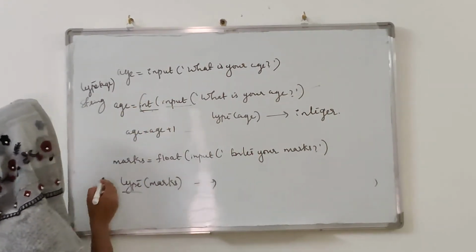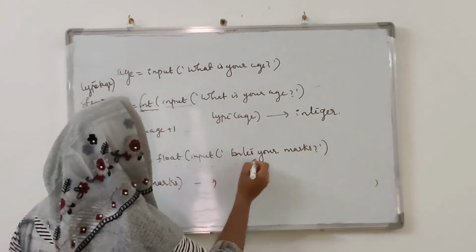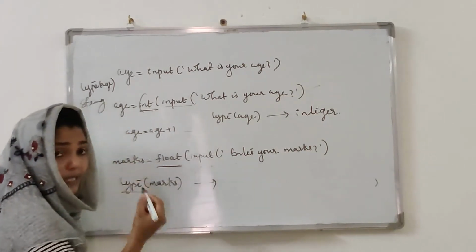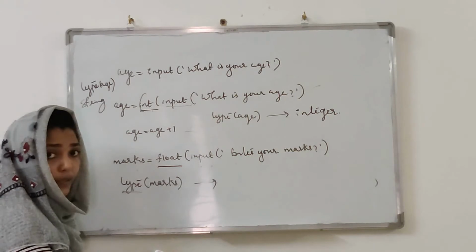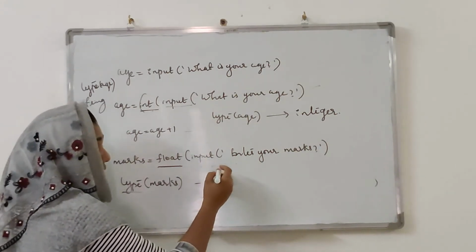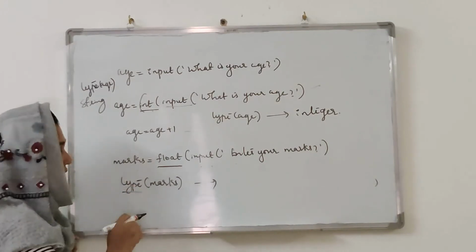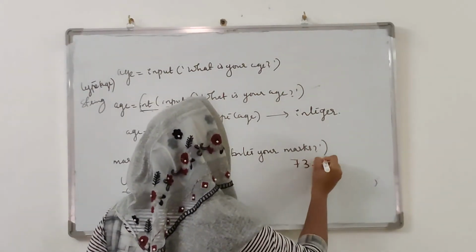Now look at one more example: marks = float(input("Enter your marks")). Float means what? This is another built-in function which is used to convert the string data type fetched from the user to the float data type. Now I am entering the marks as 73.5.